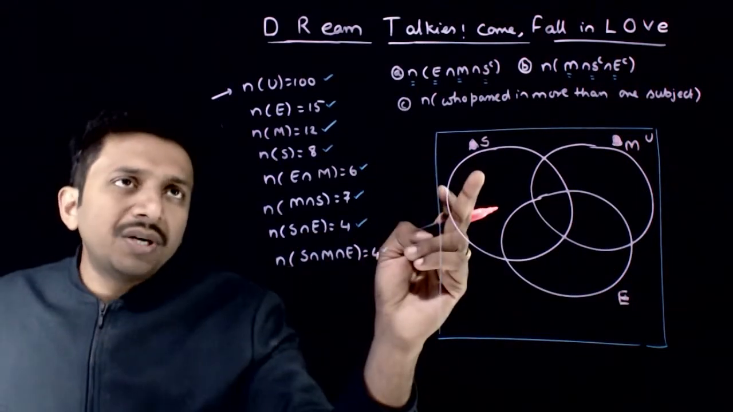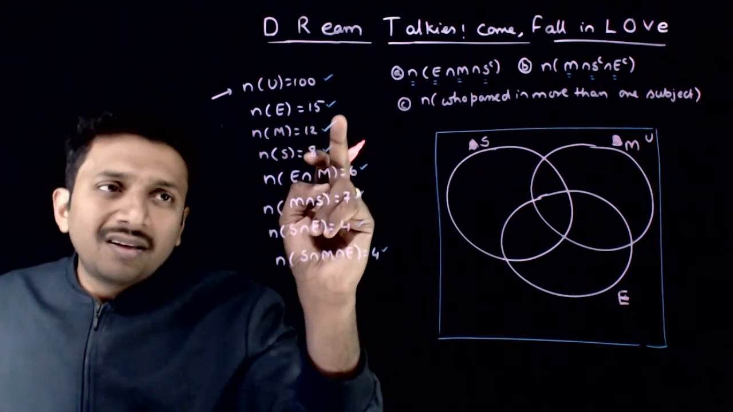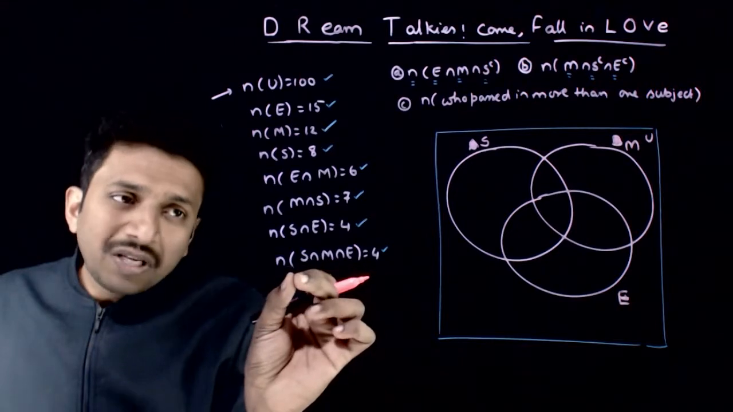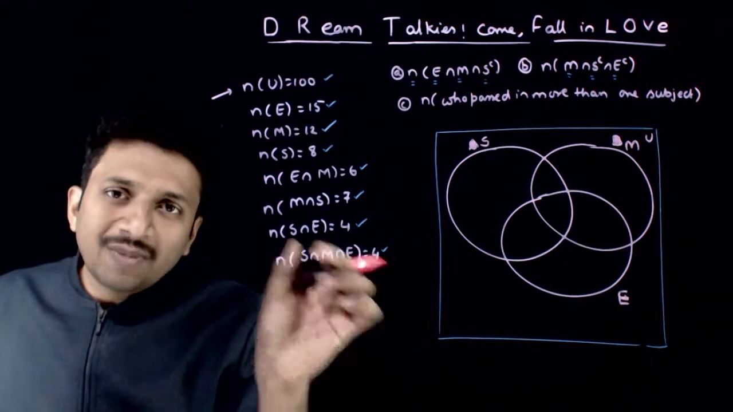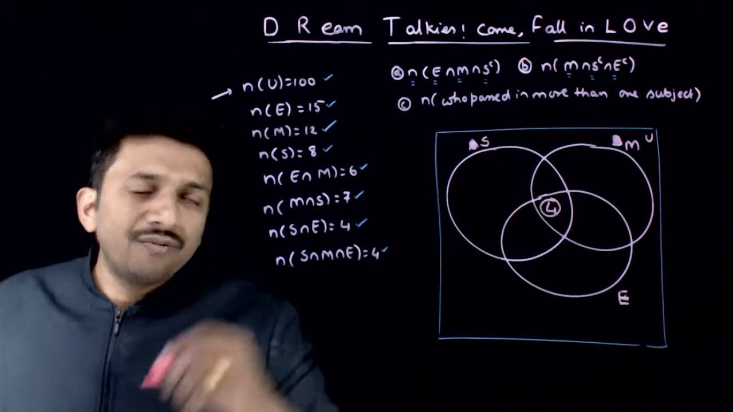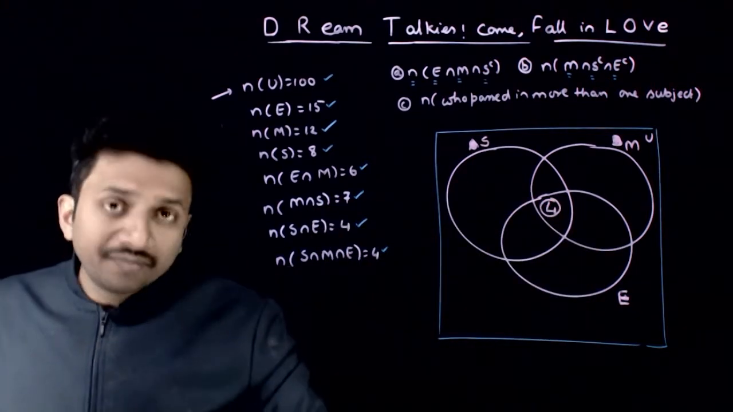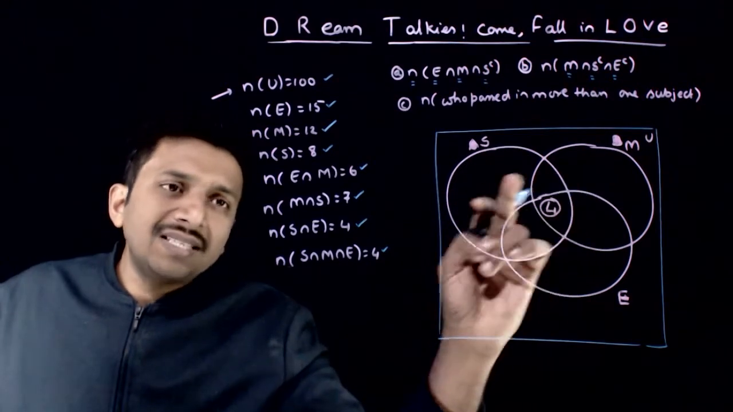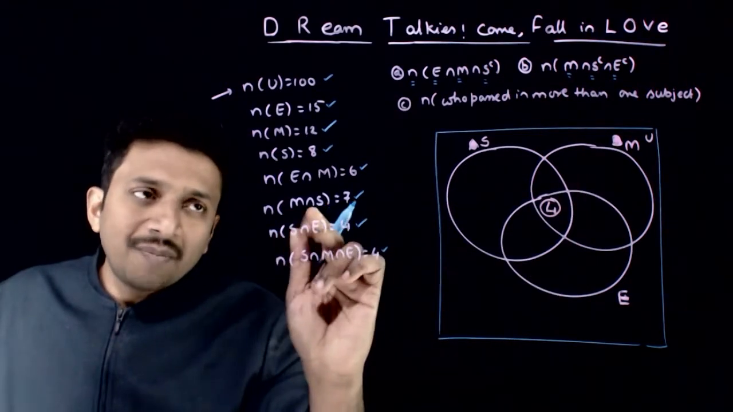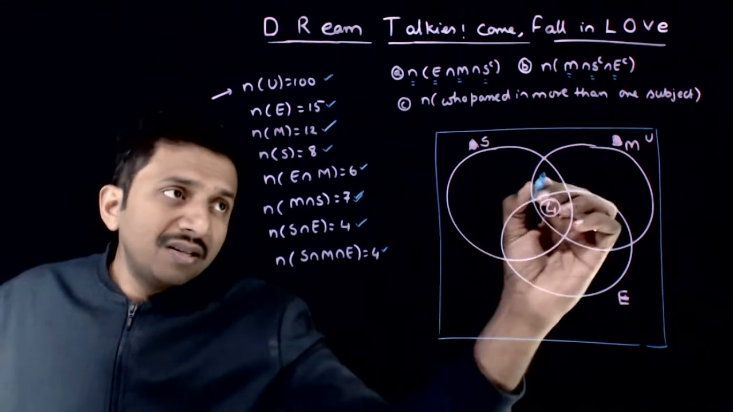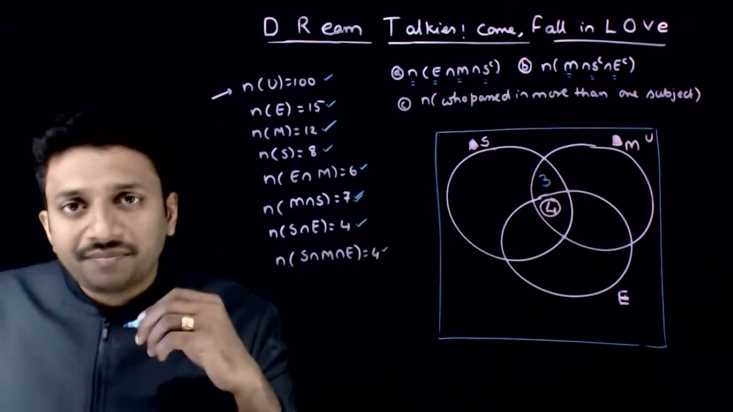We don't start from here, we start from here. How many students have passed in science, maths and English? That is this region. So this region has 4 students, right? Next, how many students have passed in science and maths? Science and maths, 7 students have passed. Already 4 students are here. So the remaining 3 students are here.